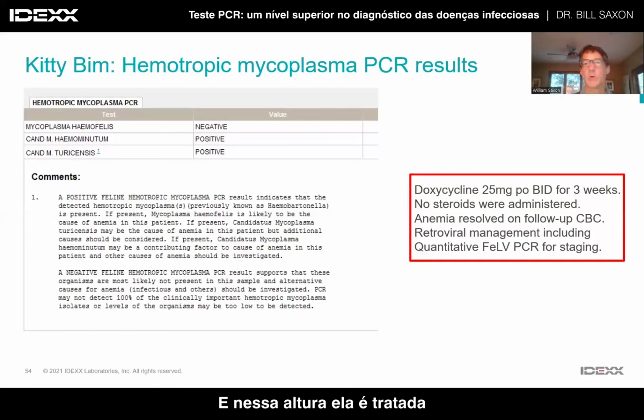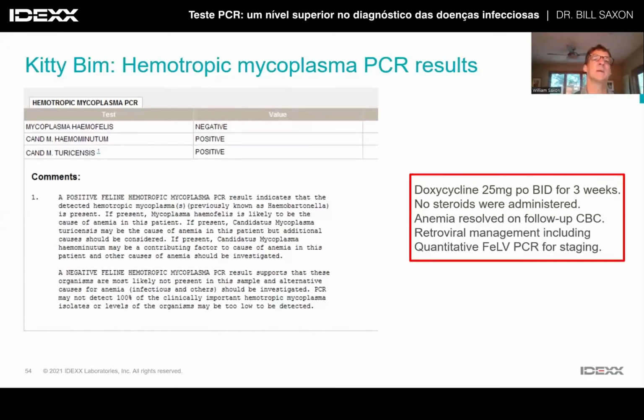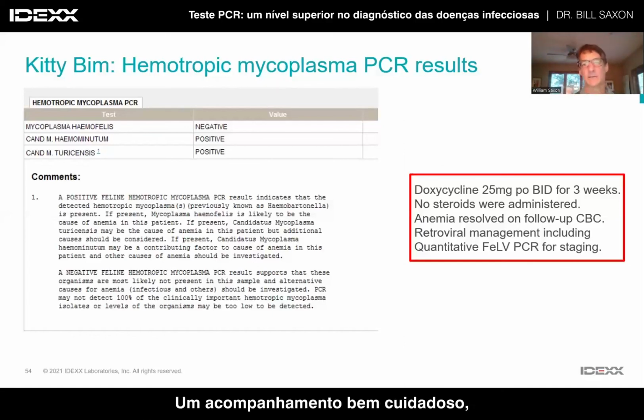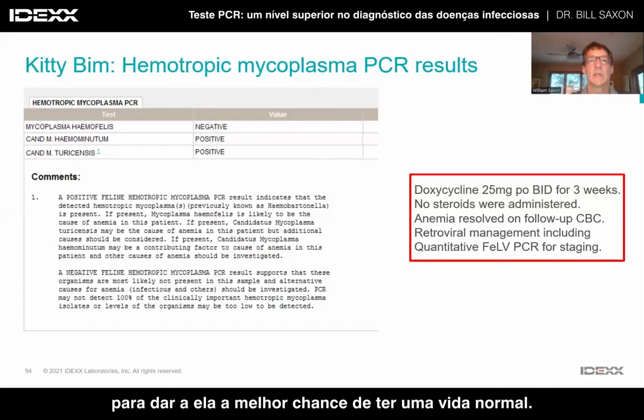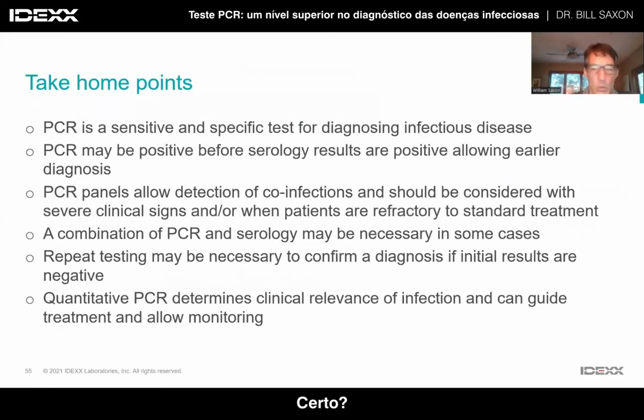and at that point, she gets managed as a retrovirus positive cat, meaning stays indoors, no other cats. When she's ill, she gets seen right away. She gets twice yearly physicals and at least yearly evaluation of her CBC, chem panel, and urinalysis. So really careful monitoring, good dental care, all the things, good nutrition to give her the best chance of having a normal lifespan.